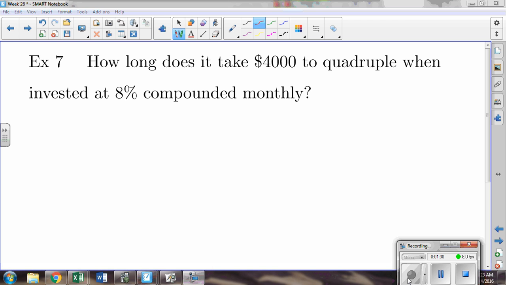And so the first of our three examples: how long does it take $4,000 to quadruple in value when you invest it at 8% compounded monthly?